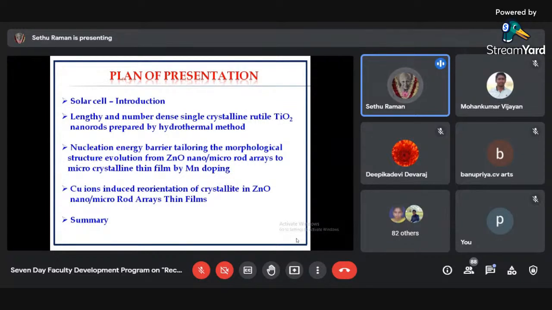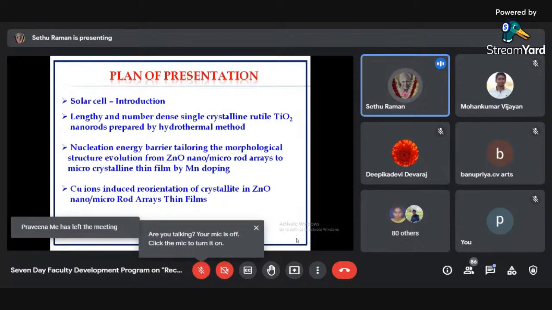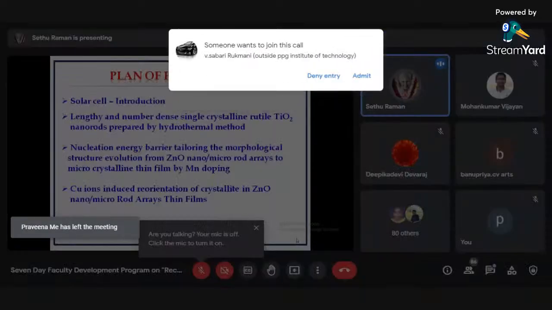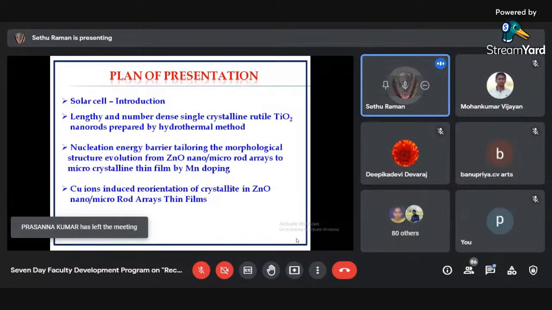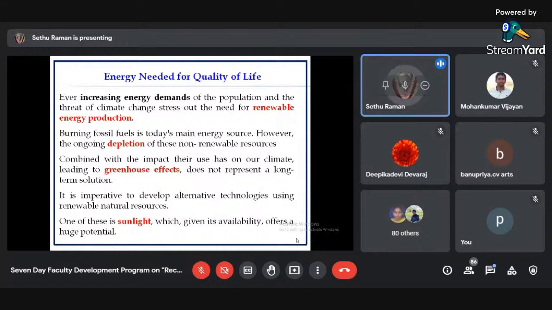How copper ions play an important role in the morphological changes induced in the zinc oxide nano-micro rod arrays. So in all three parts, we are just using a simple solution technique, and we will see in detail one by one later. And finally, the summary.